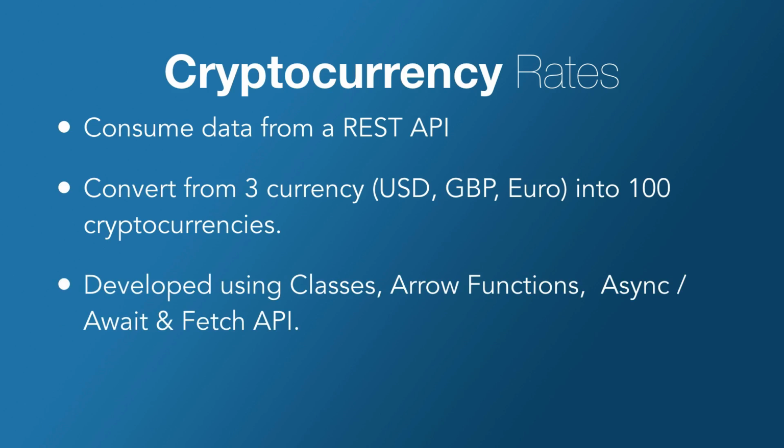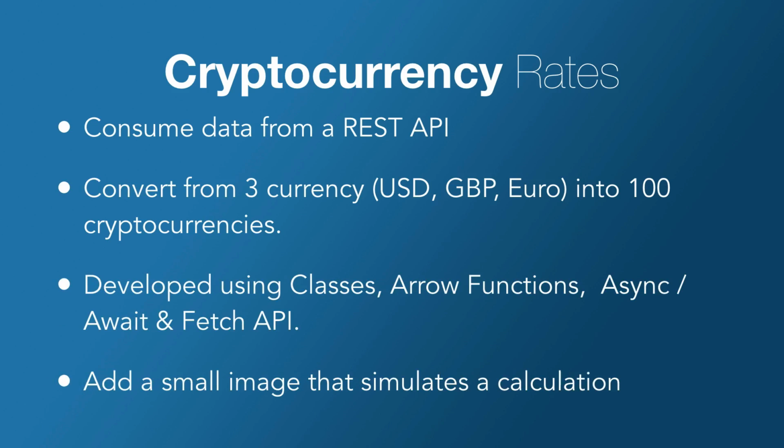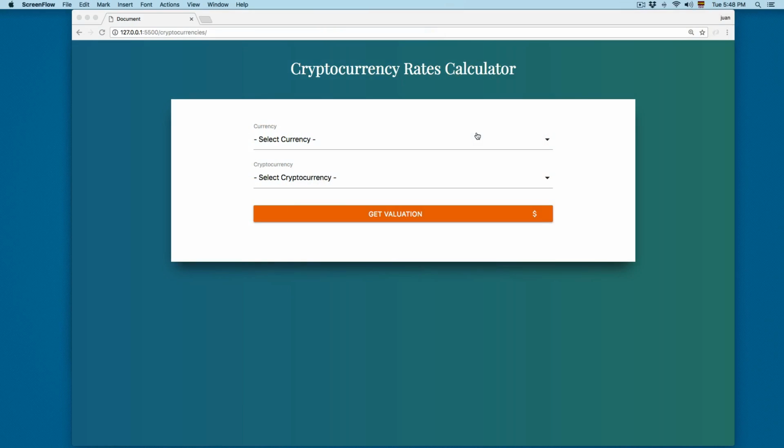It's going to be developed using classes, arrow functions, async await, and the fetch API. And finally, it's going to add a small image that is going to simulate that we are doing some calculations. So let's review the project. This is going to be the project cryptocurrency rates calculator.